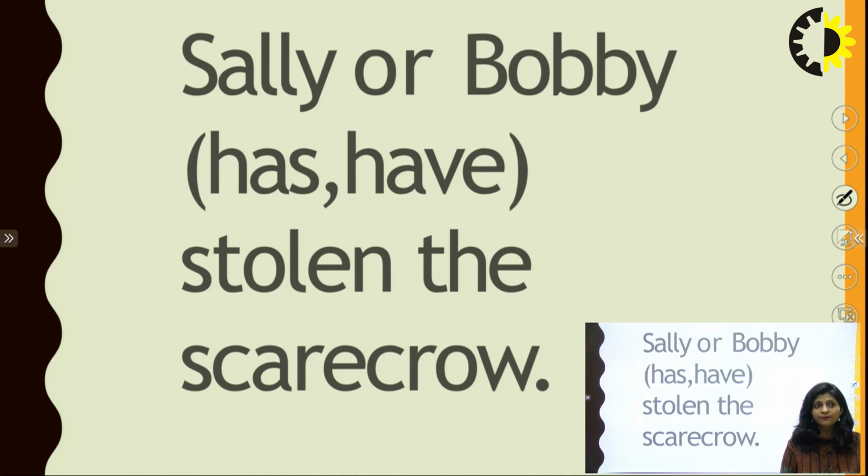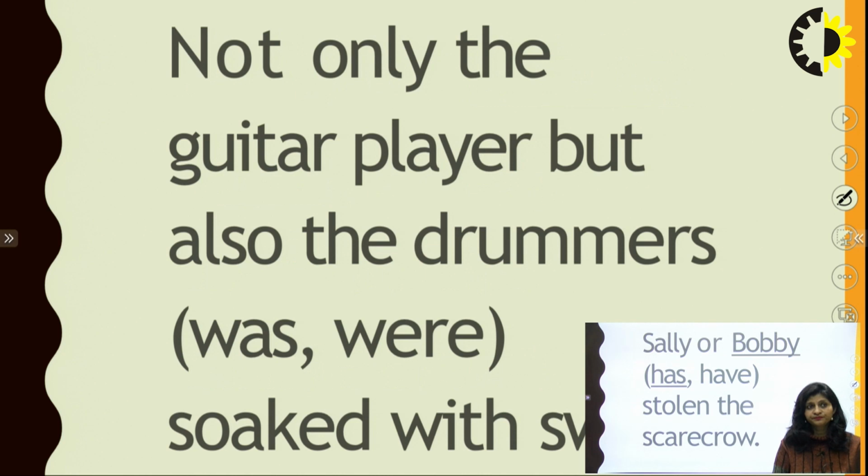Sally or Bobby has or have stolen the scarecrow. So obviously Bobby is a singular subject and it is nearest to the verb, that is has or have. So we are going to use a singular verb here because Bobby is a singular subject. So Sally or Bobby has stolen the scarecrow.